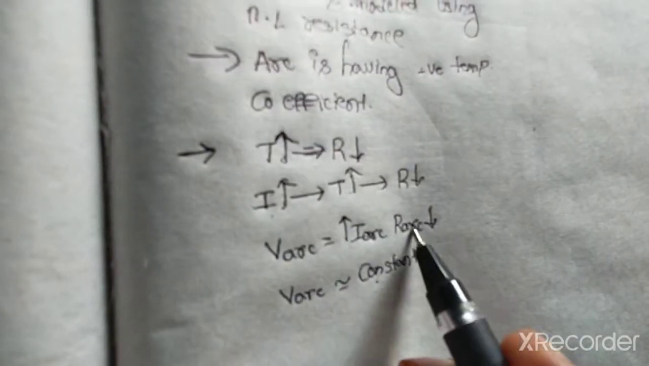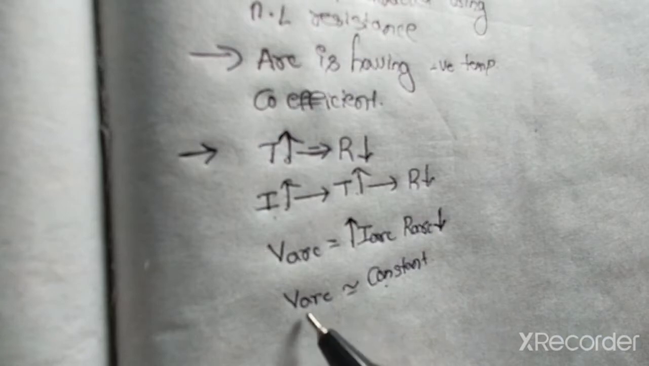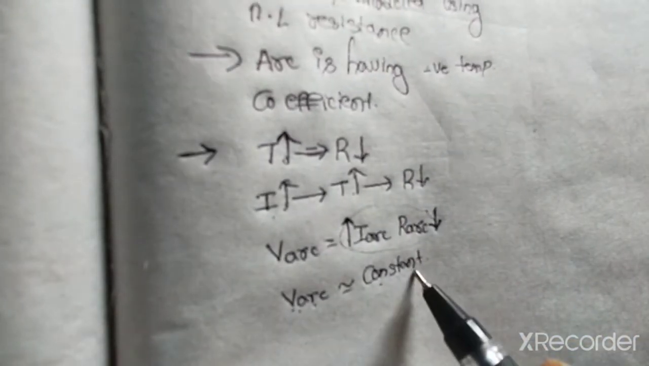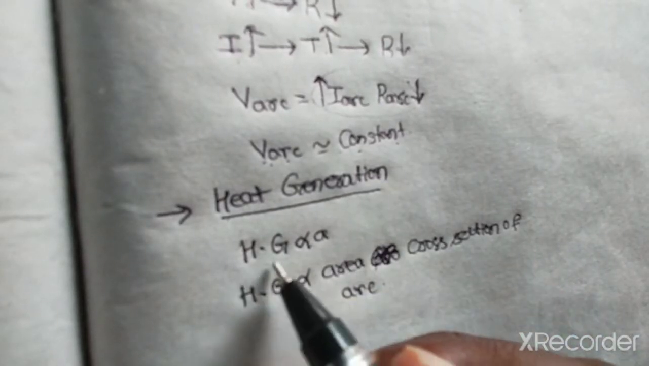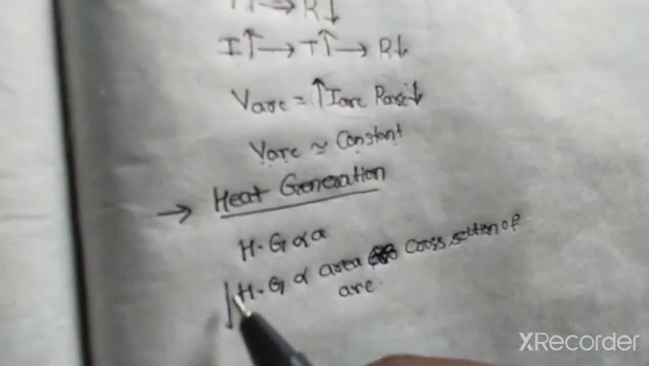So arc voltage is equal to arc current into arc resistance. As arc current increases, arc resistance decreases, so this product is constant. Arc voltage is equal to a constant. Heat generation is directly proportional to the cross-sectional area of the arc. This is very important.